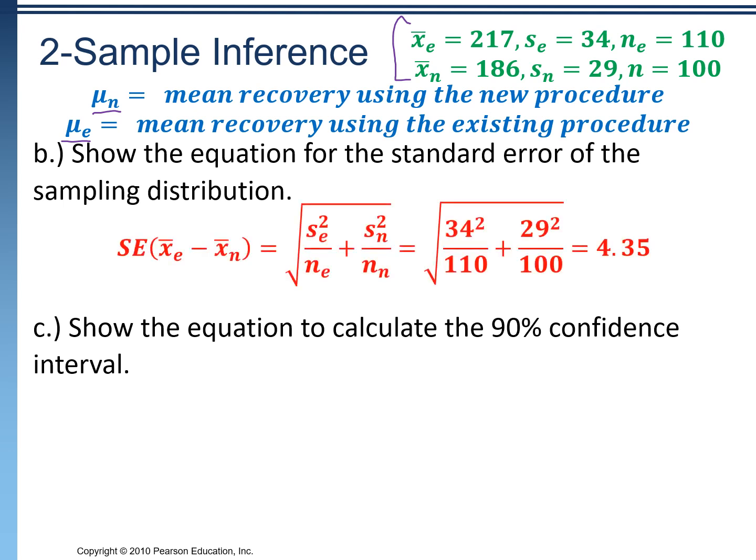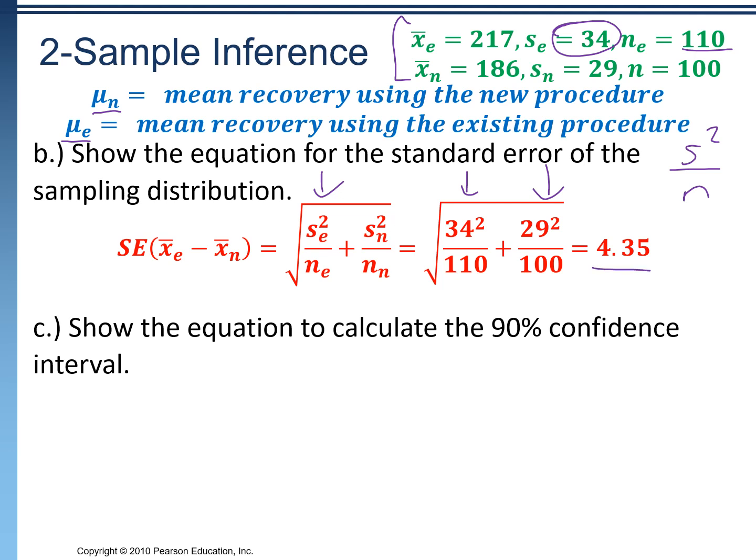And if we were to calculate the standard error, each of these variables is going to get an s squared over n inside the square root here. So we'll start with the existing procedure, 34 squared over the sample size, 34 squared over 110. And then we do the same thing for the new procedure here. Square root them, and we get our standard error.